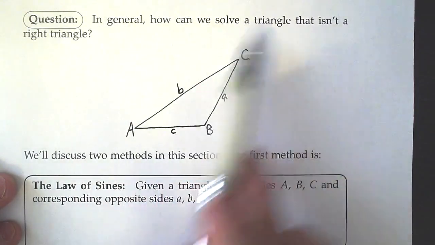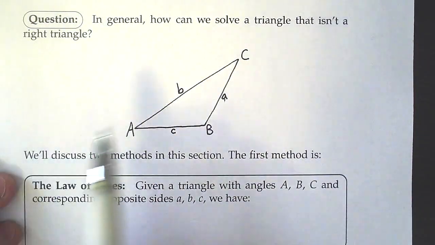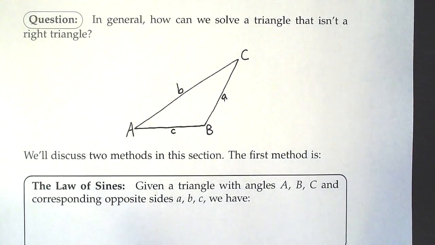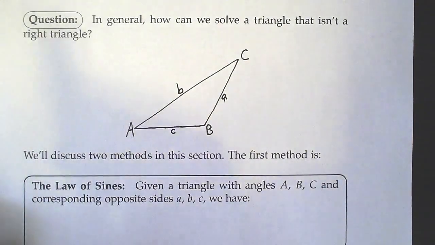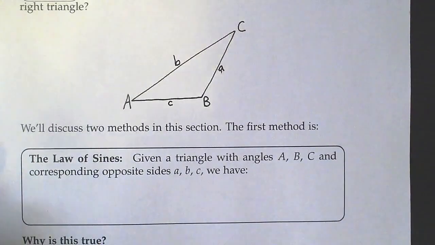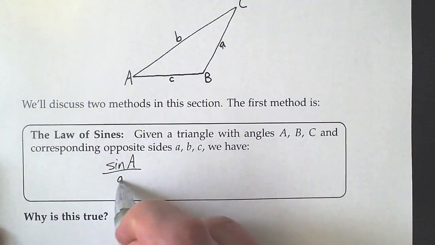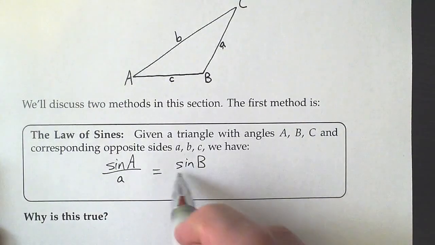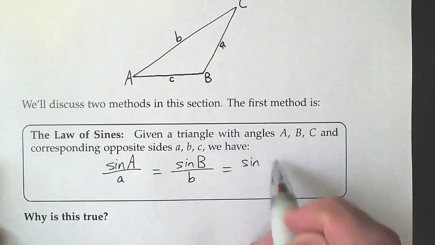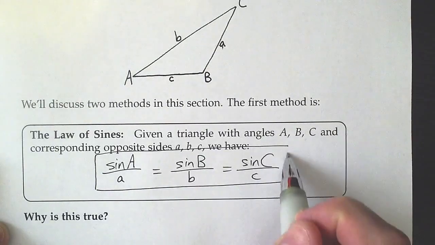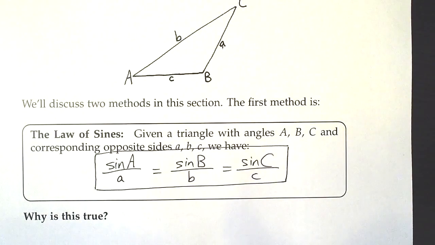And it says, how can we solve a triangle that's not a right triangle? The idea is that we can't use the Pythagorean theorem, and we can't use the trigonometric ratios like sine equals opposite over hypotenuse. You can't use things like that when it's not a right triangle. So that brought us to the law of sines, and I'll write the formula here. It's a really nice formula. It has all 3 side lengths and all 3 angles in one big equation, showing how all 6 of these things relate to each other.